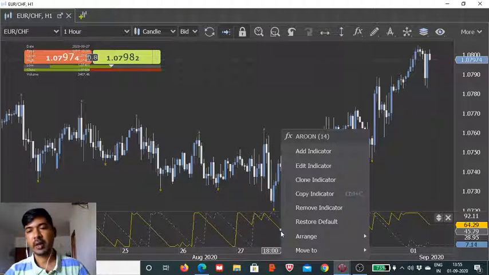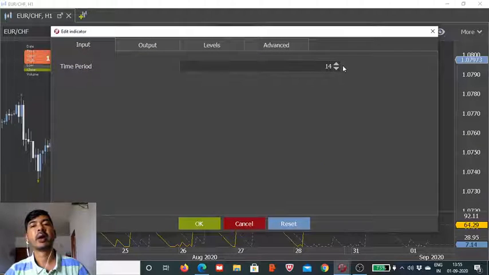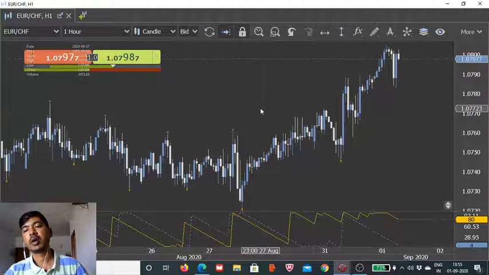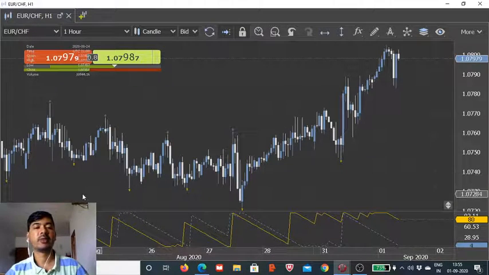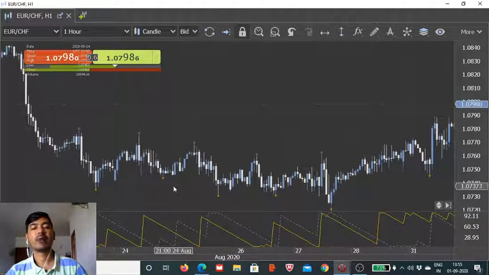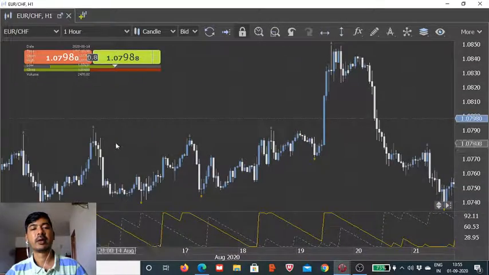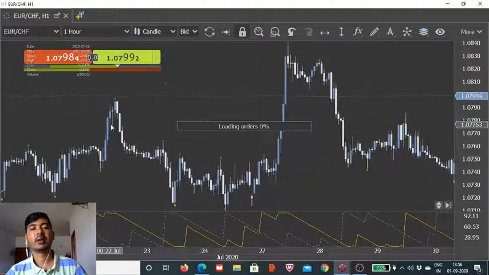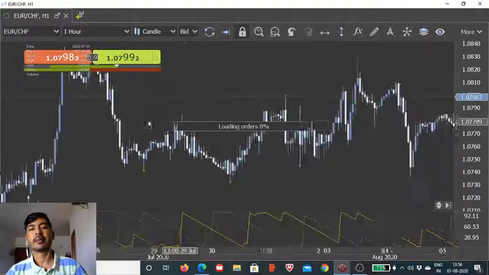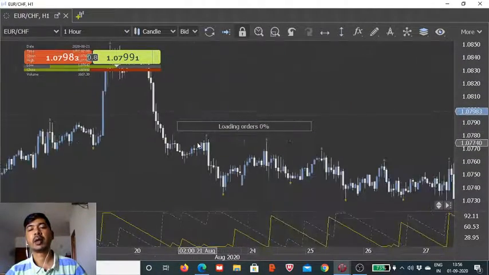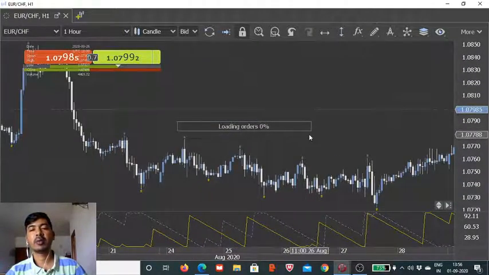So let us edit this, and for more stability, if we choose 25, the plotting will look like this. And we are now dealing with the highs and lows for the last 25 hours, and that has made this indicator a lot more stable as the longer time periods are involved now.